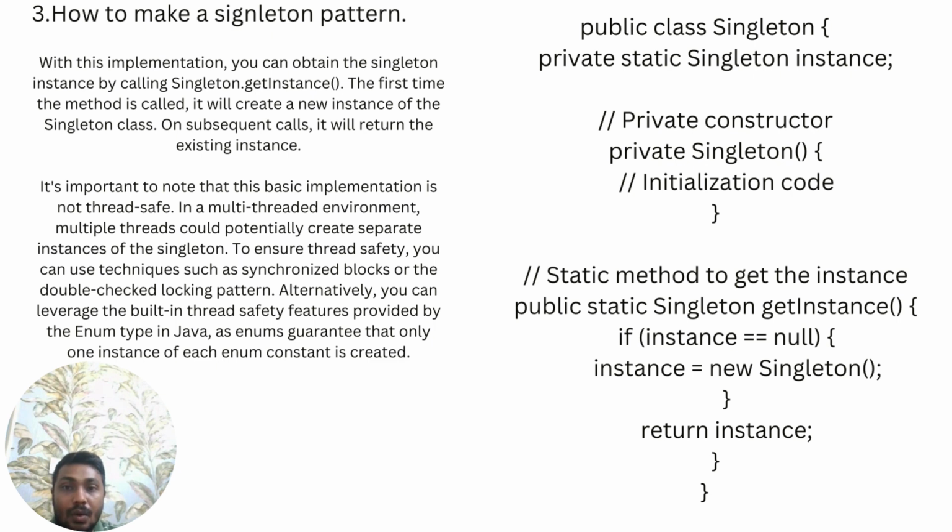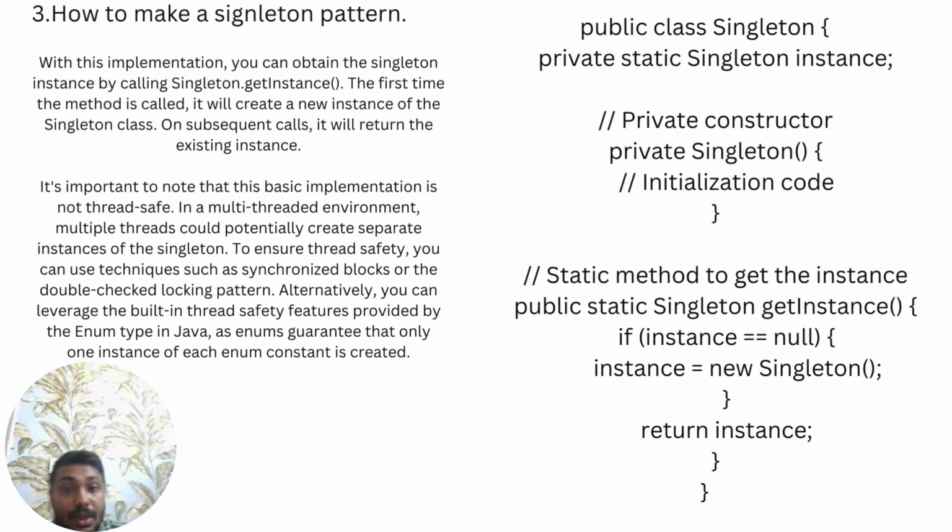The first time the method is called, it will create a new instance of the singleton class. Otherwise, it will return the existing instance. The basic implementation is not thread safe. That is why, in a multi-threaded environment, multiple threads could potentially create separate instances of the singleton.